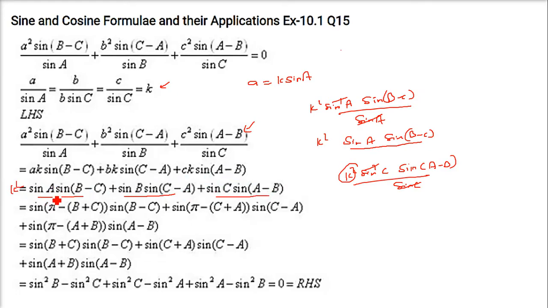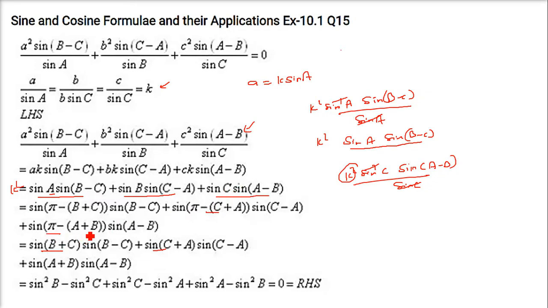Now what do we get? This A can be written as pi minus B plus C, because A plus B plus C is pi. So this is sine pi minus B plus C, and you know sine pi minus theta, sine 180 minus theta is sine theta only. Similarly here also, B can be written as pi minus C plus A, but sine 180 minus theta is sine theta only, so you get sine C plus A here. Here you have C can be written as pi minus A plus B, because A plus B plus C is 180 degrees, A plus B plus C is pi. So what you can do? In this place C you can write pi minus A plus B.